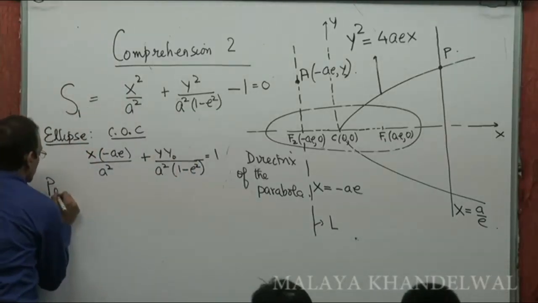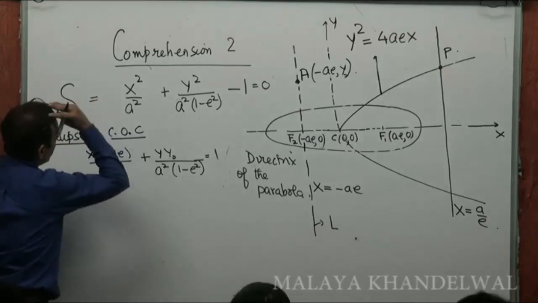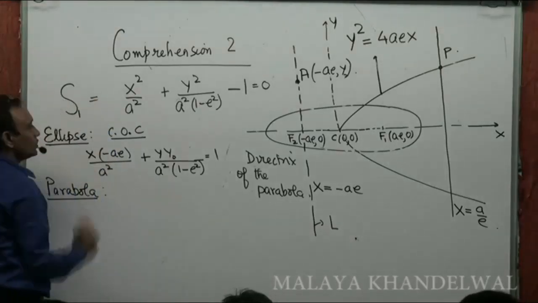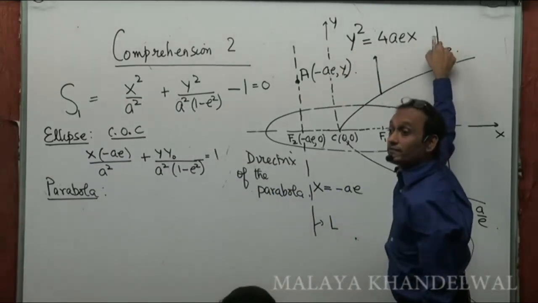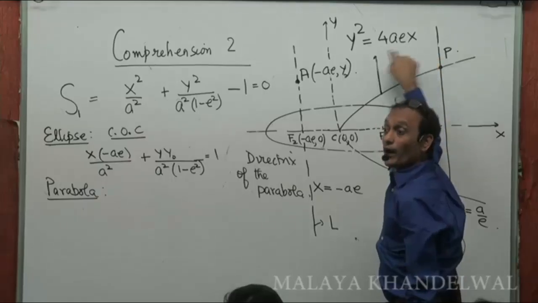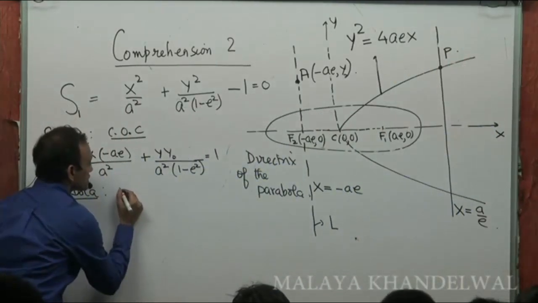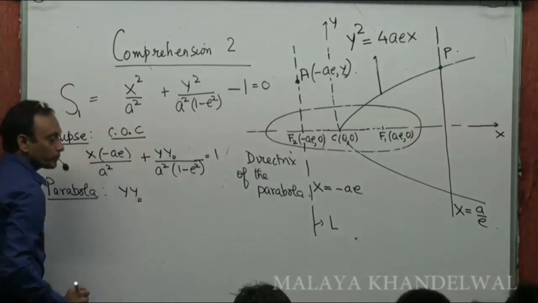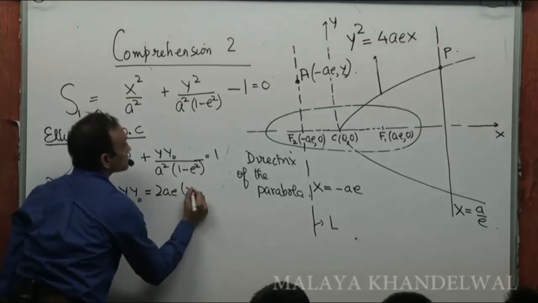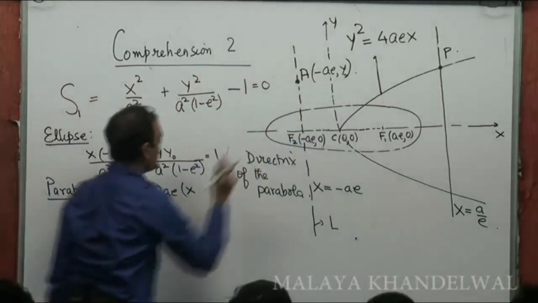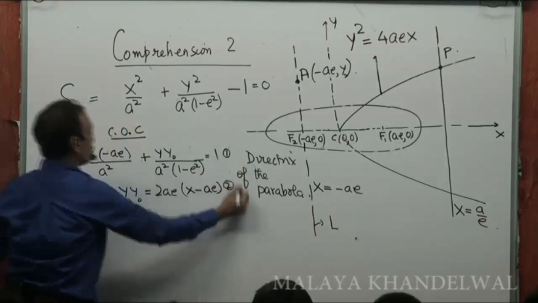For the parabola, y(y1) is 2ae into x plus x1, isn't it? T equal to 0, y(y1) is 2a into x plus x1, that kind of a thing. So, y(y1) means y into y naught equals 2ae into x plus x naught. x naught is minus ae. So, yes or no?